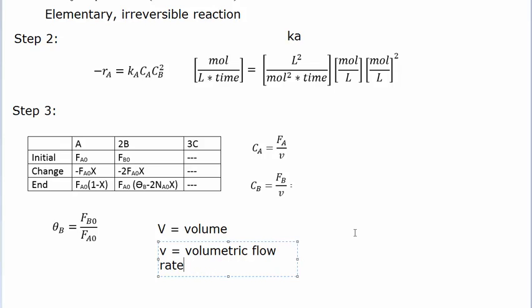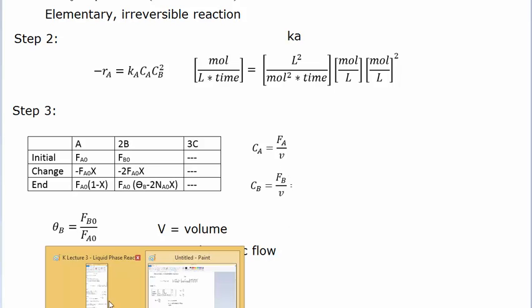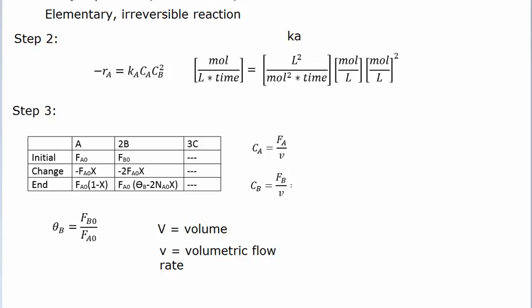The reason we need that is for the units to work out. Since this is in moles per time, this needs to be in volume per time, so the time cancels out in the numerator and the denominator, so that your final units are in concentration or moles per volume.